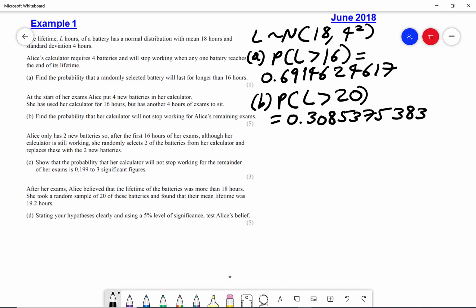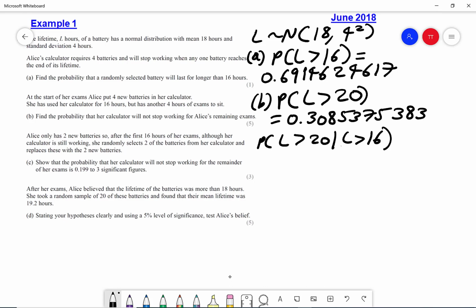So now that I've got that, I'm not done with the question, because it says that she has already used her calculator for 16 hours. So it's a given question. It's a conditional probability question, and the calculator has to last for another 4 more hours. So what we have is a conditional probability by saying that L is greater than 20, given that the calculator has already lasted for more than 16 hours. So we should have an L here. So it's written like that.